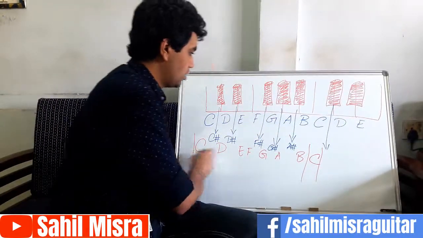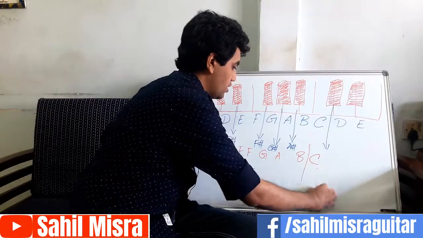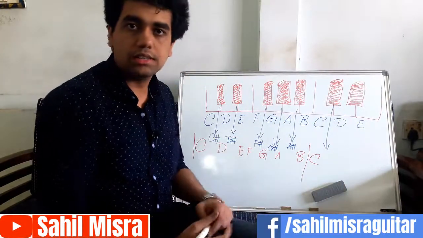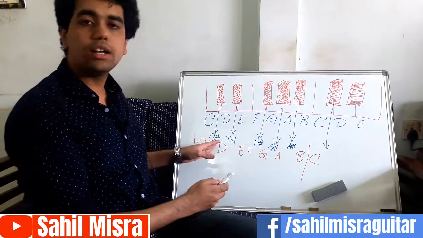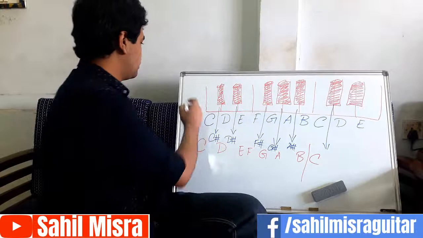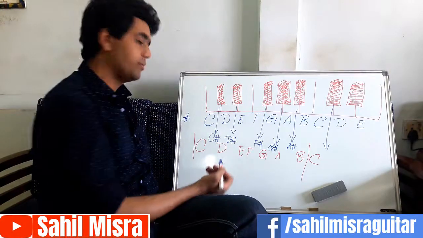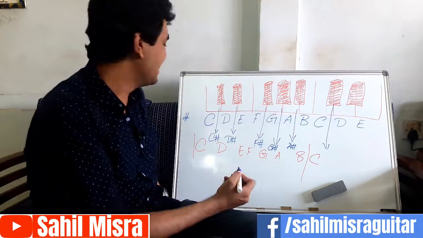And from C, a new section starts again. Now, just one more point before I end. So these are called sharps. Okay, it's not hashtag, it's sharp.